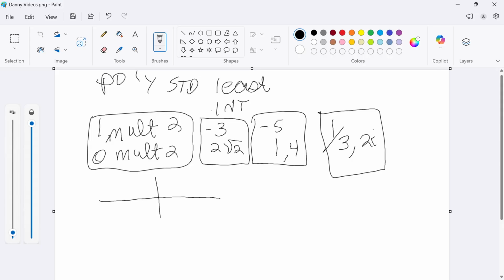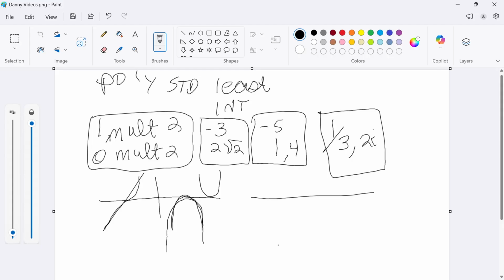And when the multiplicity is an odd number, it goes through the x-axis. When it's an even number, it bounces off the x-axis. And then the bigger it is, the more it flattens out. So if it's 3, it kind of has a little bend in it. If it's 4, it's going to be a little bit flattened there. If it's like 12, it's going to be real flat where it touches.